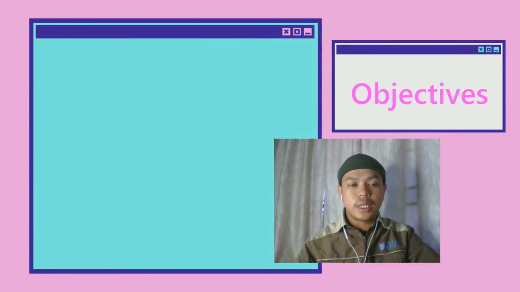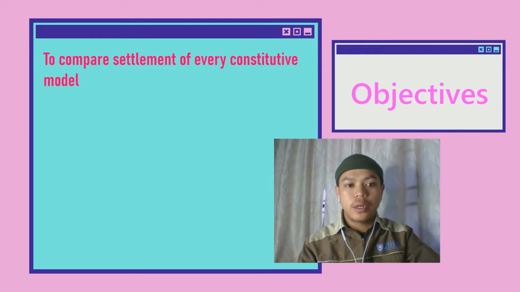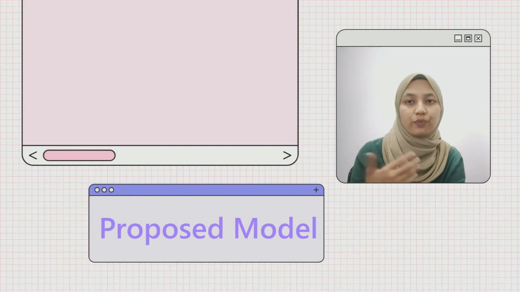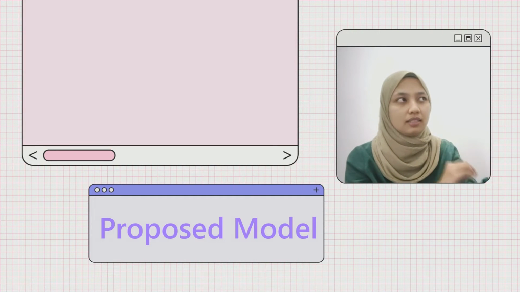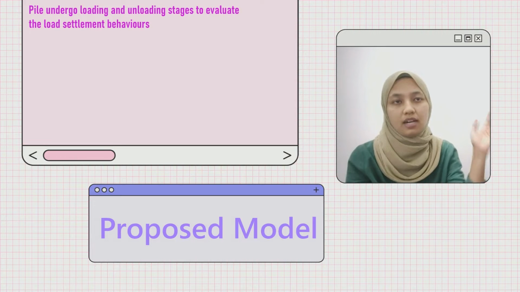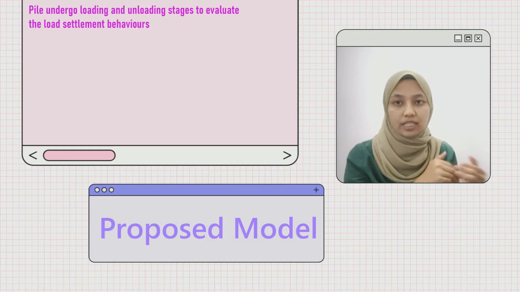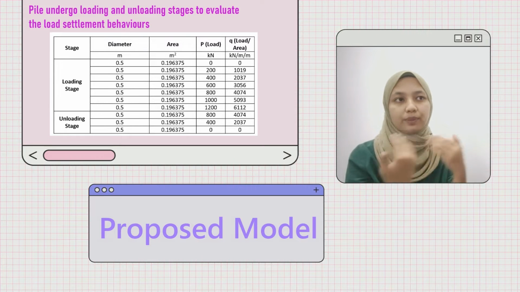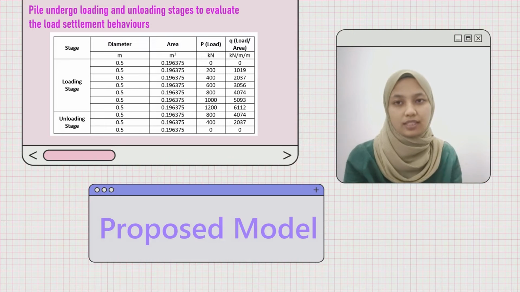The first objective of this study is to compare the settlement of every model. The second is to compare the result of settlement and excess water pressure. For the proposed model, there are numerous analyses for various soil conditions and piles that are possible to be used in numerical modeling. The piles will undergo loading and unloading stages where several loads are applied on the pile to evaluate and identify the load settlement behavior. This is the pile information obtained from previous research from BAK 2013.